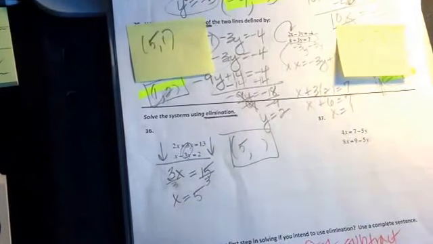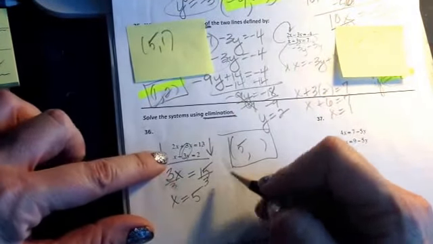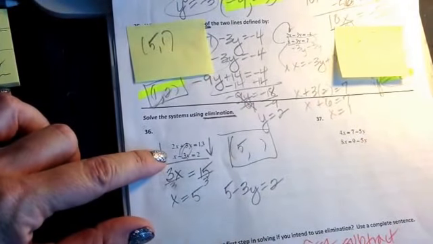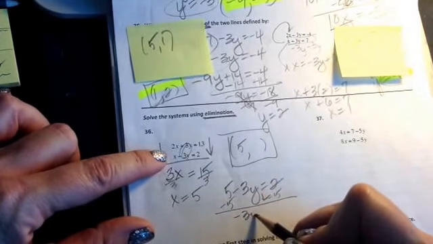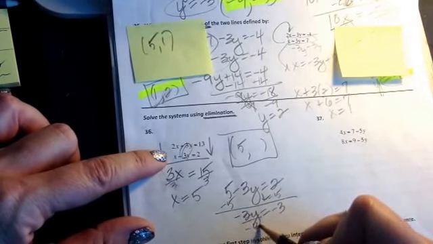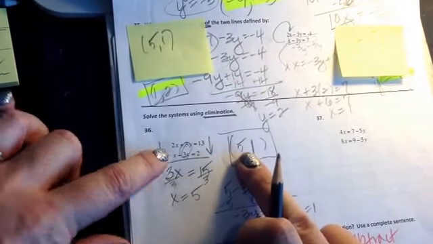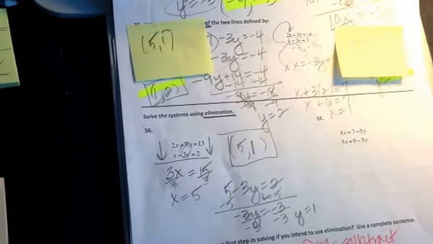I need to figure out what the y value is that goes along with that. If x is 5, I can put it in. I'm going to use the bottom equation. I could use either. I'm going to subtract 5 from both sides. If you use the top equation to solve, you should still get the same y value I do. 2 minus 5 is going to be negative 3. Y is equal to 1. My solution is 5, 1. If I were to graph it, that would be the point of intersection.